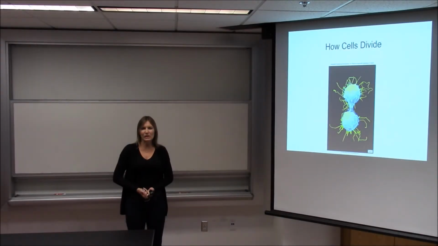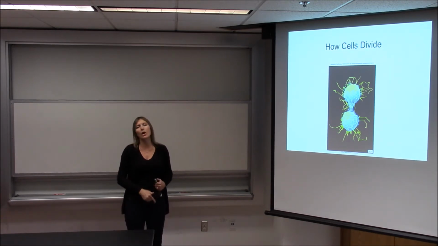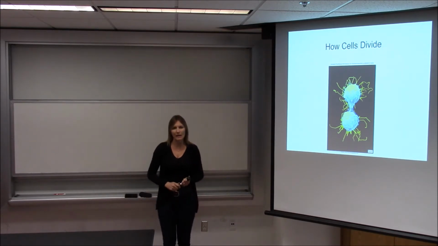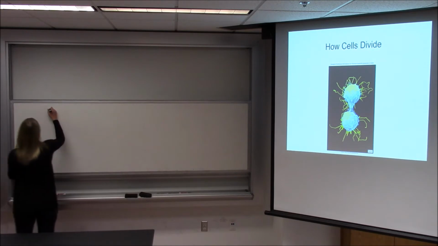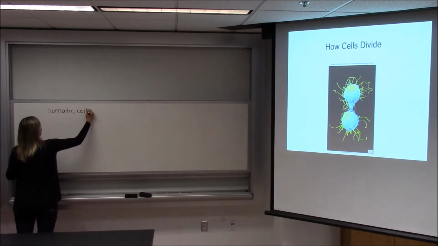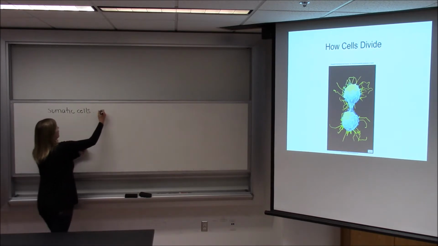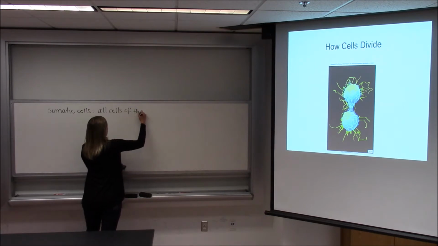In the next few lectures, we are going to talk about how cells divide to make new cells in the body. We're going to start by talking specifically about all the cells of the body except for eggs and sperm, and then we're going to talk about how those same cells are used as precursors to make eggs and sperm. So the cells of the body are called somatic cells. Soma means body. These are all cells of the body except eggs and sperm.